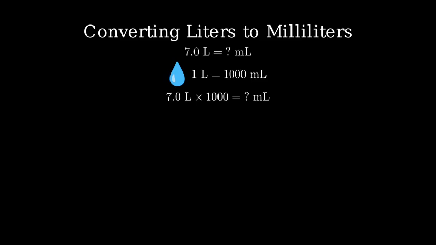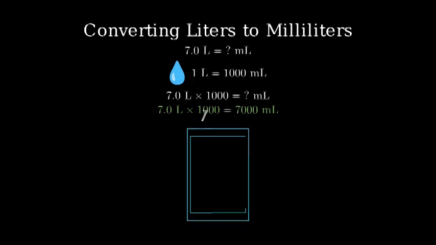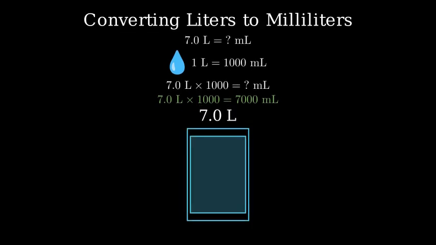Let's see this calculation. 7.0 times 1,000 equals 7,000. Therefore, 7.0 liters equals 7,000 milliliters. Let's visualize this conversion. Here's a container that holds 7.0 liters.